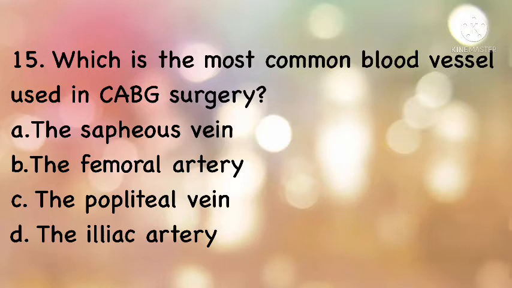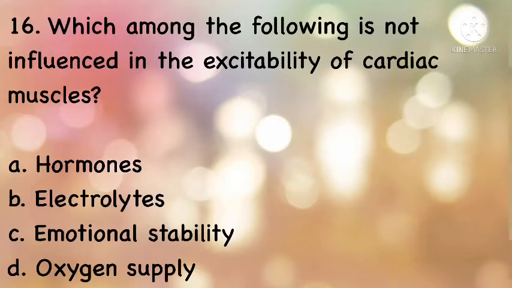Which is the most common blood vessel used in CABG surgery? The saphenous vein, the femoral artery, the popliteal vein, the iliac artery. Correct answer is A, the saphenous vein. Which among the following is not influenced in the excitability of cardiac muscles? Hormones, electrolytes, emotional stability, oxygen supply. Correct answer is C, emotional stability.